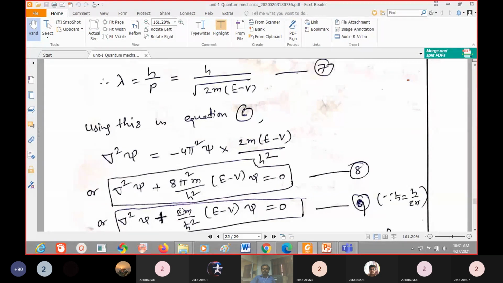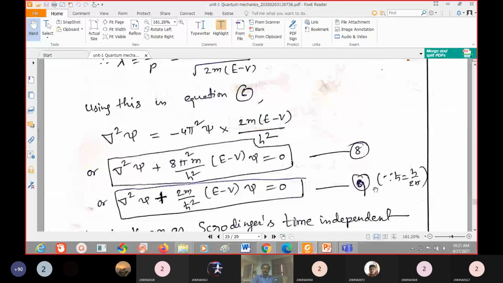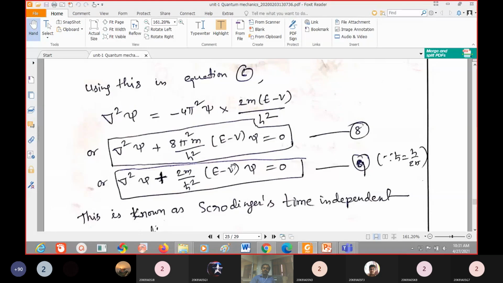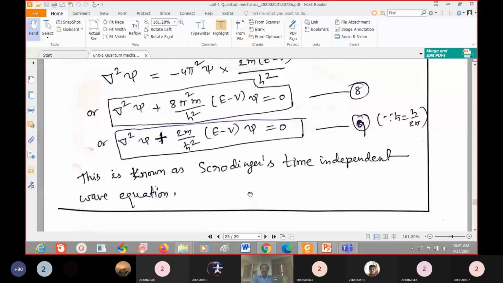Okay, so if you write h cross, this equation will become 2m by h cross into (E minus V) into psi is equal to 0. This is equation number 9. Now this is in the presence of potential V.